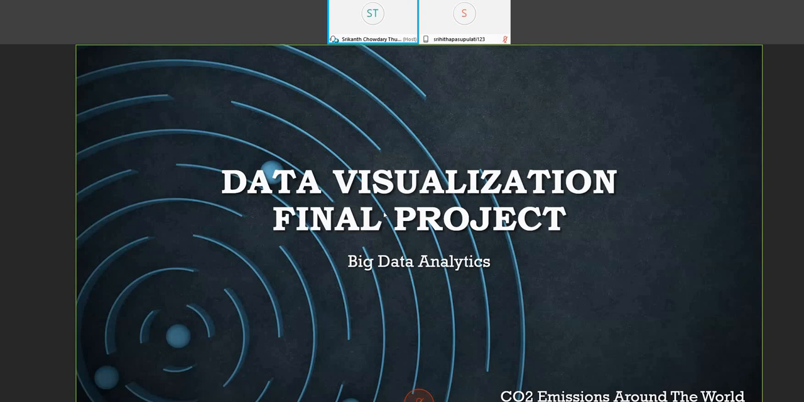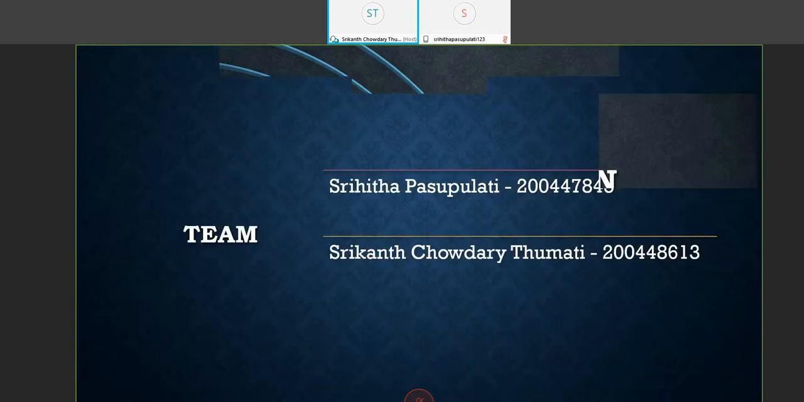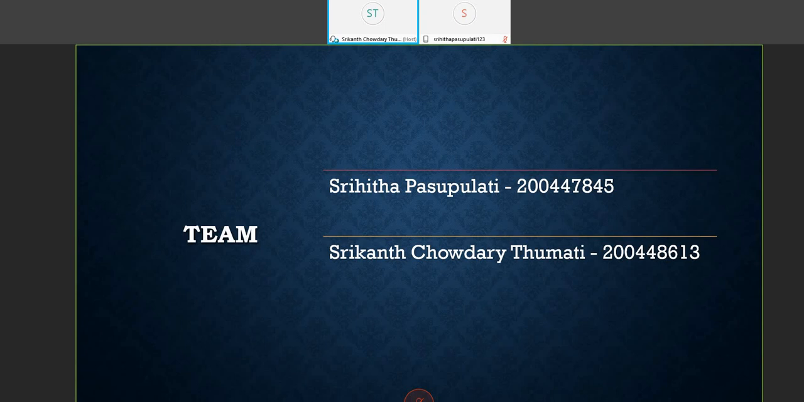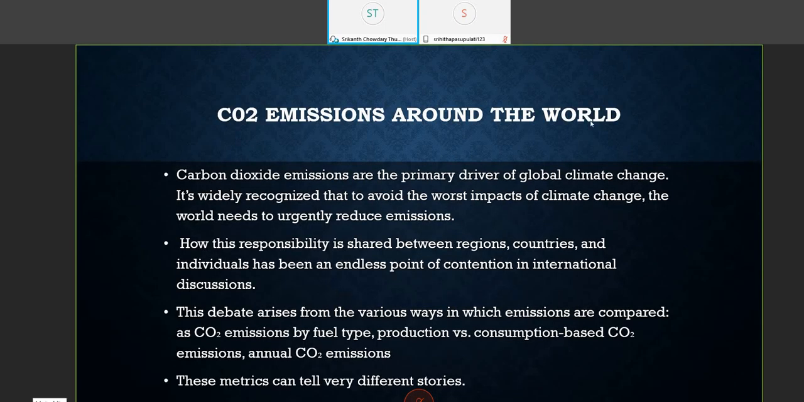Today we are going to present our final project presentation of the data visualization course, and our topic of interest is CO2 emissions around the world. And this is our team, Srila Paspileti and myself, Srikanth Saurabhikamati. And as I said before, our topic of interest is CO2 emissions around the world.